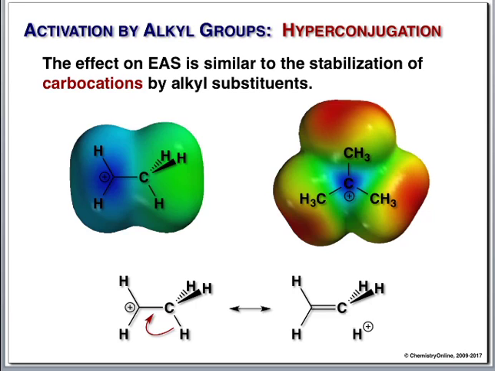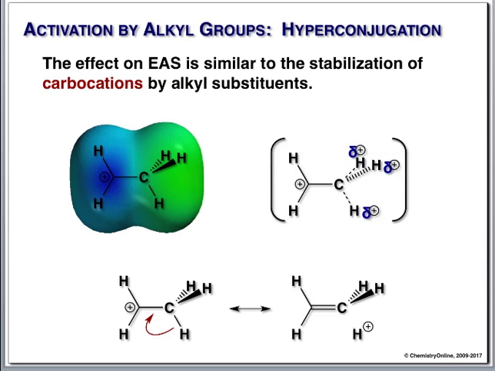It's a limit. But we can do this with all three hydrogens, and the more alkyl groups we have, the more we can do it. What we really have is a carbon where all the hydrogens have slightly positive charges, and they help neutralize this carbon cation. That's the concept of hyperconjugation. Any questions?